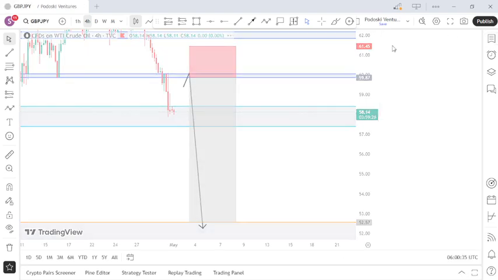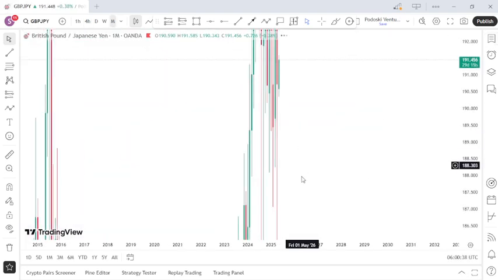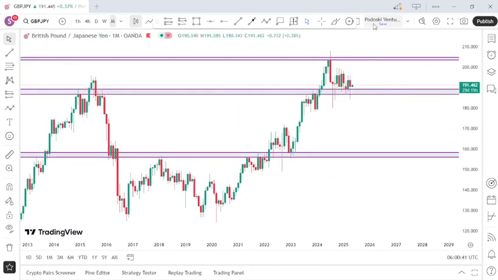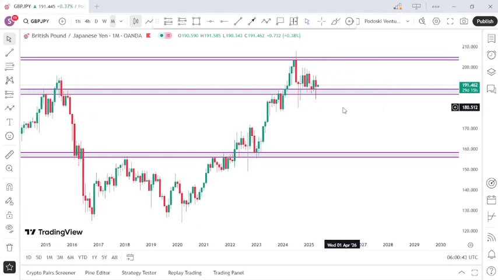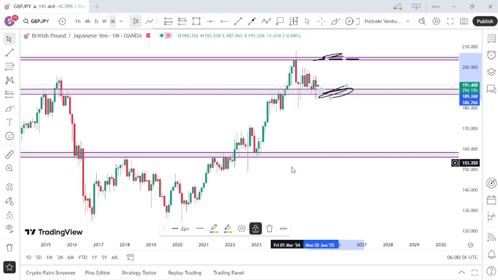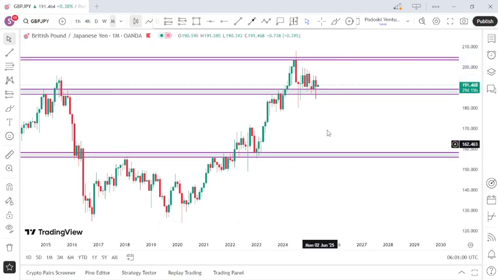The next pair on the list is GBPJPY. On GBPJPY, I have my monthly upper zone here, monthly midway zone, and a monthly lower zone. On the monthly time frame, we see that price is going to the upside.